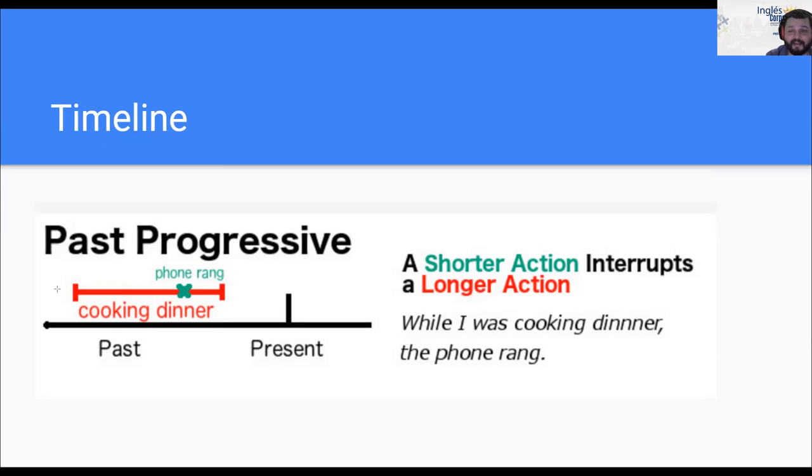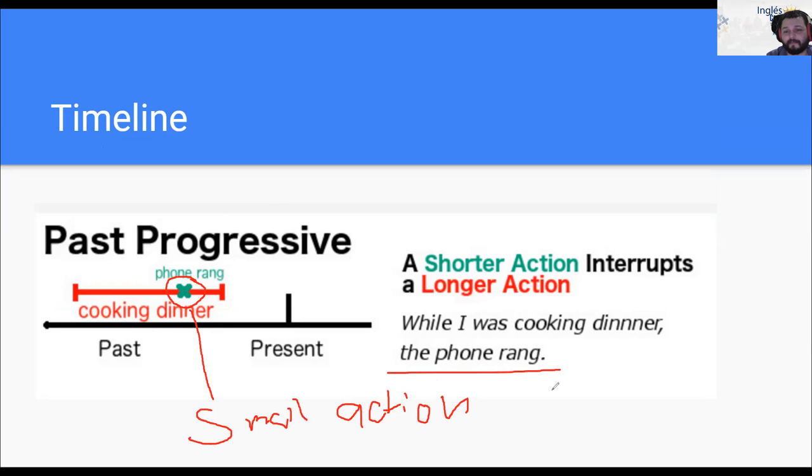So see, guys, in the past, I was cooking dinner continuously, see? And suddenly, guys, what happened here? I had a small action, okay? What was that small action that I had, guys? The phone rang. Okay, so the phone rang, guys. All right, very good.